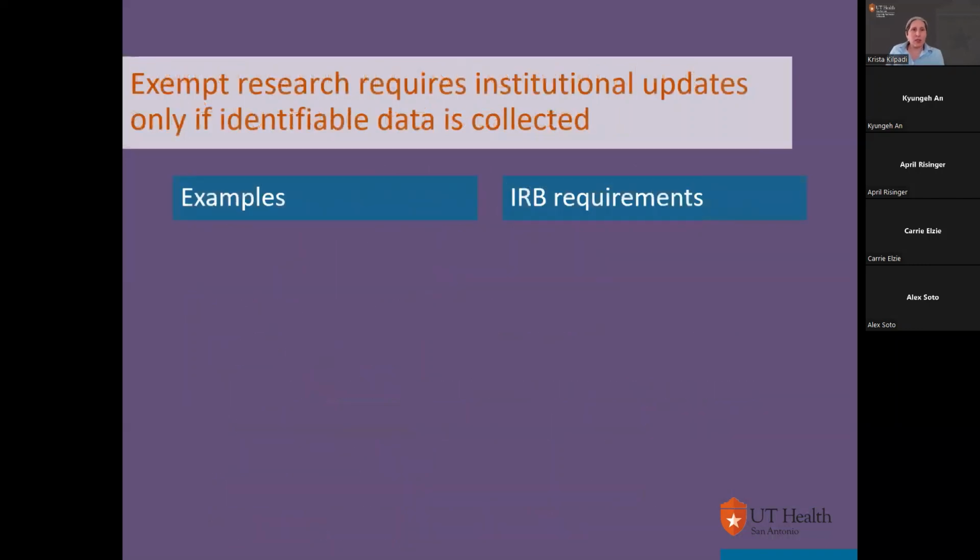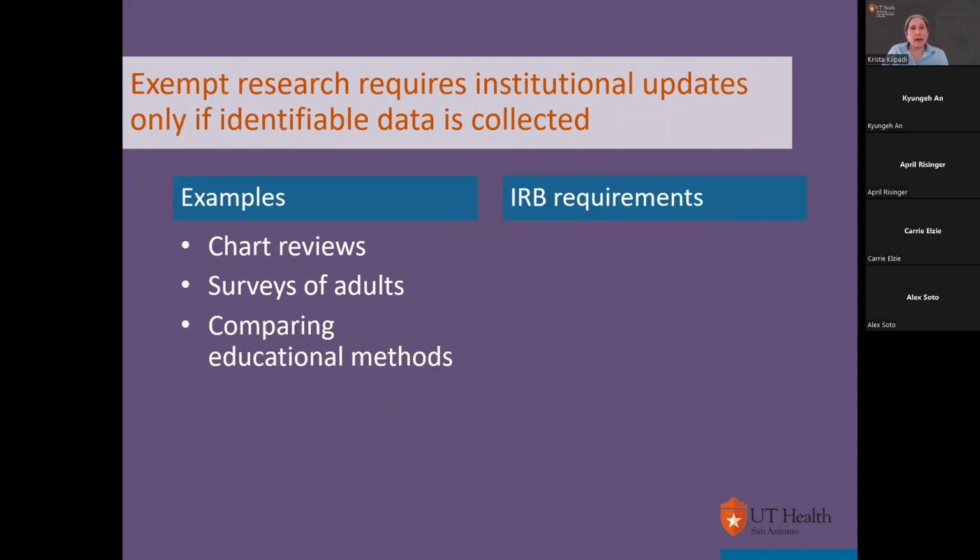So exempt research is going to require institutional updates only if identifiable data is collected. Examples of exempt research include chart reviews, surveys of adults. Surveys of children actually come under the next category, and comparing educational methods. Those are some things that you can do under exempt research. That's not an exhaustive list, but those are the kind of things you can do under an exempt research category. And as far as IRB requirements are concerned, we do require an IRB review if you're doing exempt research.